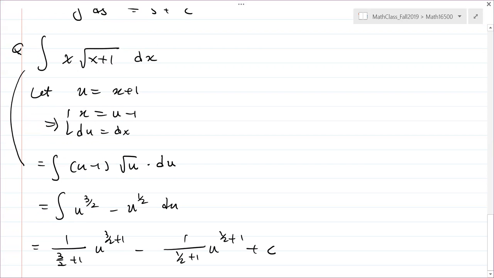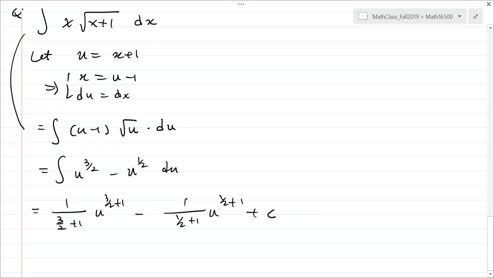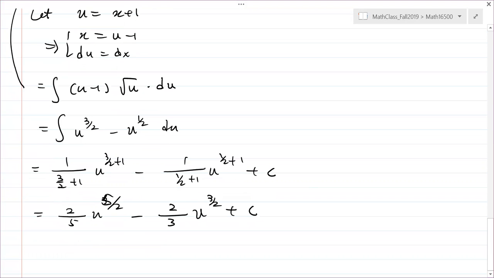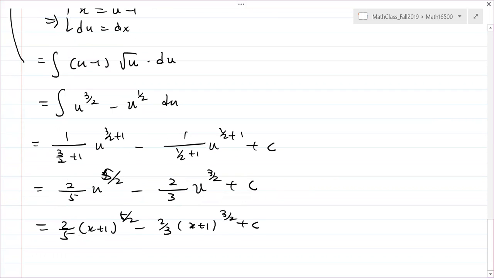So the integral in the new variable will become this. Then let's simplify it. It's going to be 2/5 u to the 5/2 minus 2/3 u to the 3/2 plus constant. And what is u? x plus 1. So it is 2/5 (x plus 1) to the 5/2 minus 2/3 (x plus 1) to the 3/2 plus constant. You see, you get the answer through the change of variable.